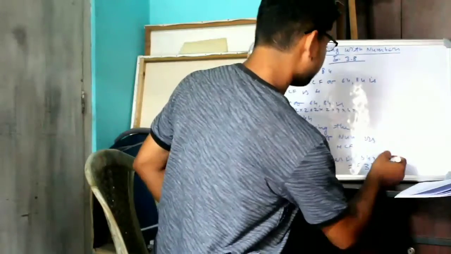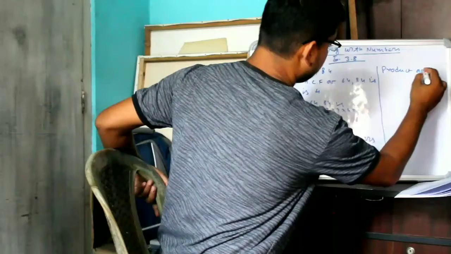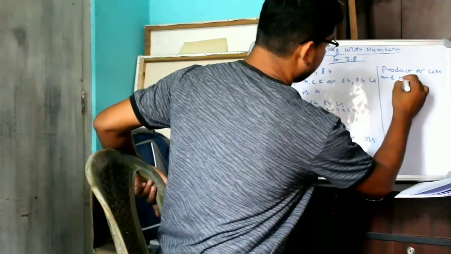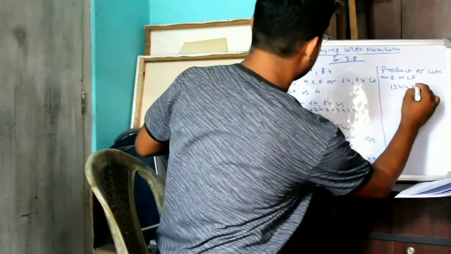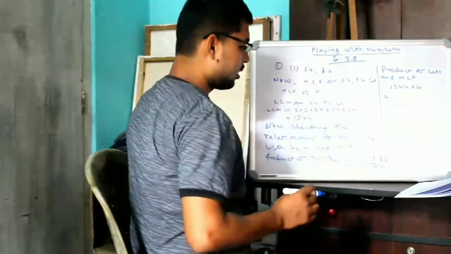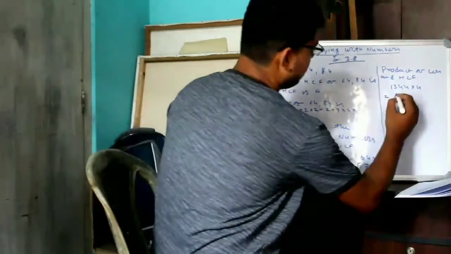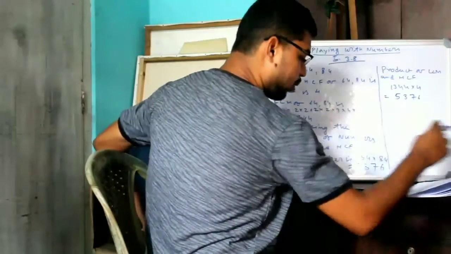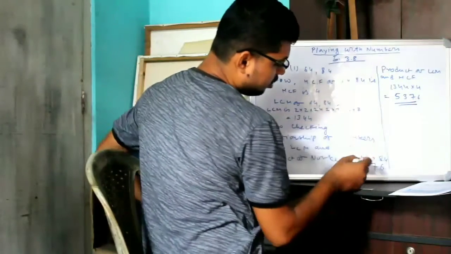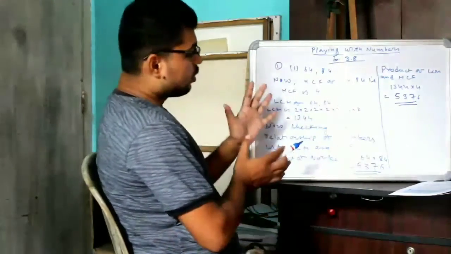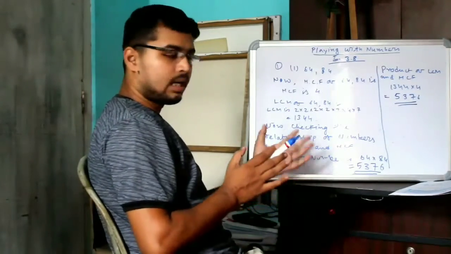Next, the product of LCM and HCF. LCM equals 1344 into HCF equals 4. So now find 1344 into 4. Yes, 5376. So the property is followed. This is equal to this one, so all are equal. So these two numbers follow the properties of HCF, LCM and the numbers. So verified.